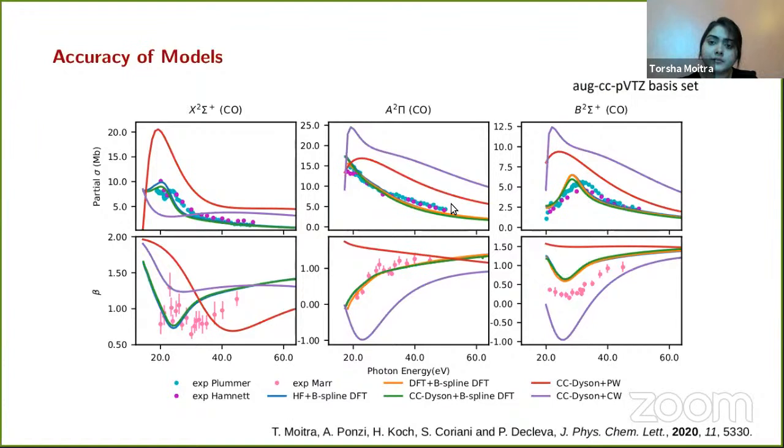Next, we shift our focus on the performance of the continuum part for the B-spline DFT, plane wave, and Coulomb wave approaches. Again, keeping the bound state description constant to CC Dyson. This can be shown by the green, maroon, and violet lines. What we see is that B-spline DFT certainly outperforms the other two approaches and is usually within the experimental error bars. The simpler analytic approaches can somewhat describe the behavior of the tail region with large vertical deviations, but it completely fails near the ionization threshold. And this ionization threshold is basically the fingerprint region and is essential. From now onwards, I won't show any further results for plane wave and Coulomb wave description of the continuum.